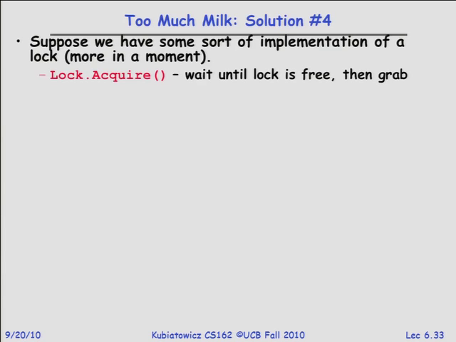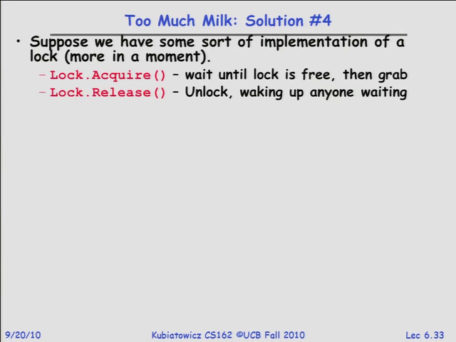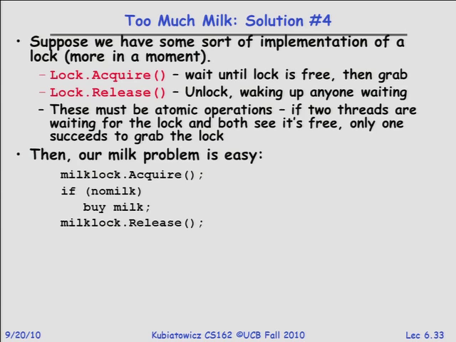In fact, when we talk about a lock, usually what it means is you're put to sleep on an actual queue, so you're not busy waiting. And these are atomic operations. It's not possible for two folks to be in the middle of lock acquire at the same time. Here is our simple solution that works no matter how many roommates there are. They all try to acquire the milk lock, then they say if no milk, buy milk, and then they release the milk lock.